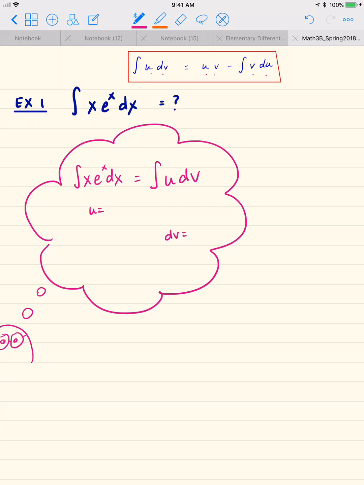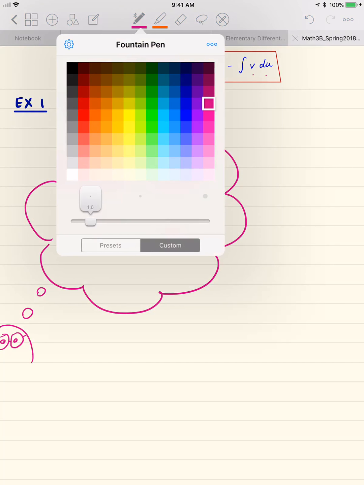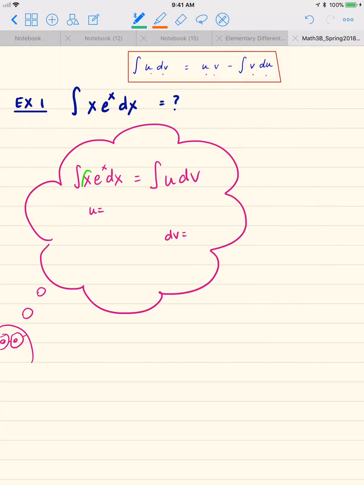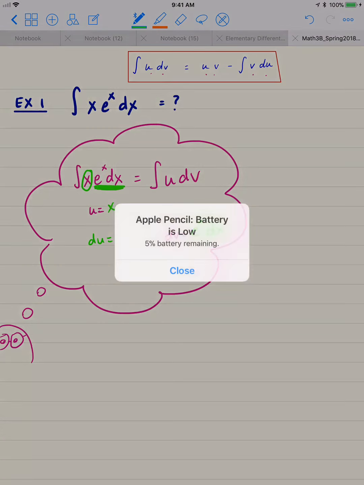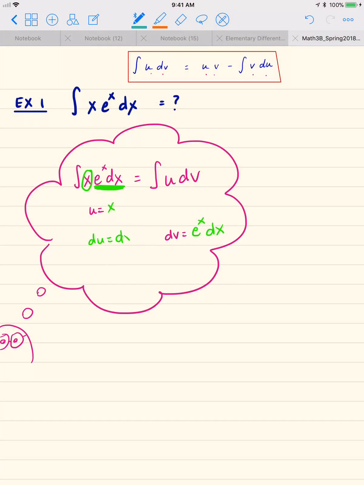Now, I've got some options looking at this. I could pick x as my u, and that leaves e to the x dx as my dv. Now, if u is equal to x, then what is du? Du has to be dx. And if dv is e to the x dx, what is v? V must be e to the x. So my first step is to try to find u and dv.